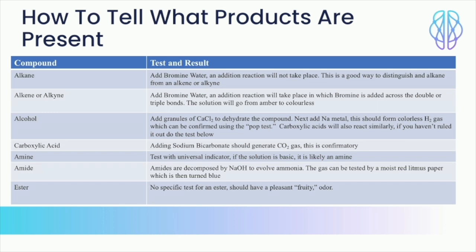But the official confirmatory test for an amide is when you add sodium hydroxide, you'll get ammonia gas. Then if you stick red litmus paper in, it'll turn blue, because ammonia is a weak base. With an ester, unfortunately, there's no official test. They just tend to have a really nice perfume, fruity odor. People say it's fruity. I think it's more perfume-like. You'll see when you do the prac.